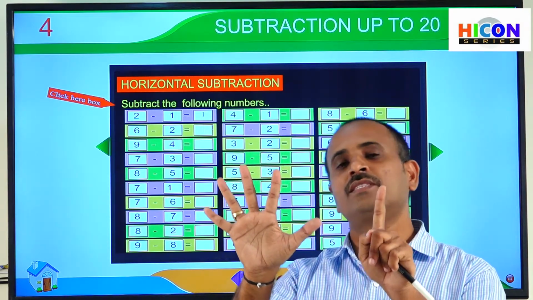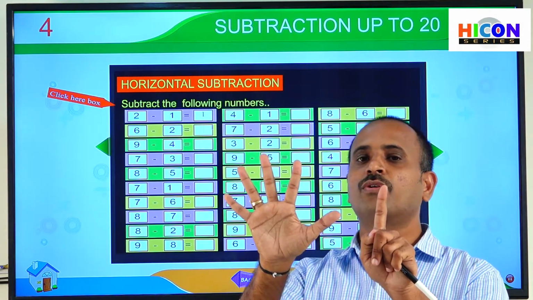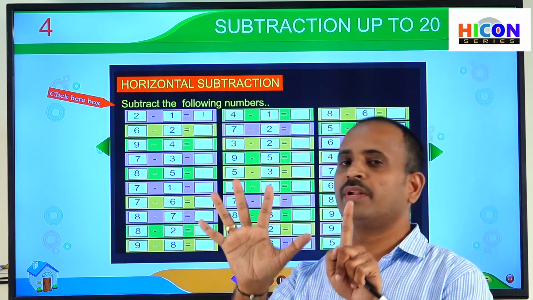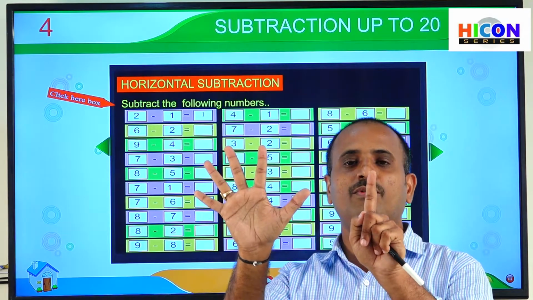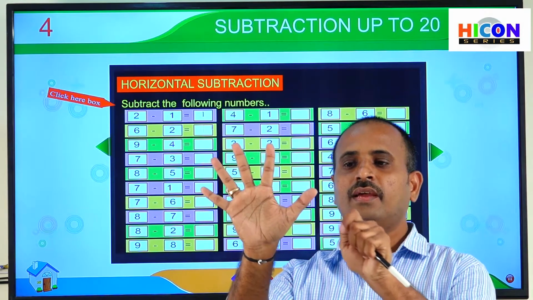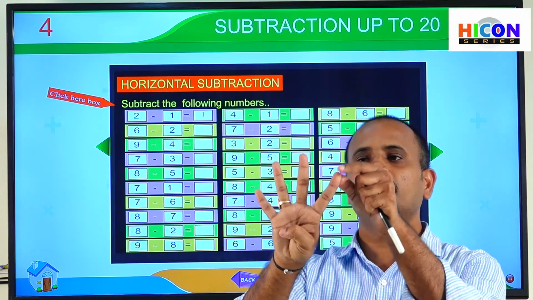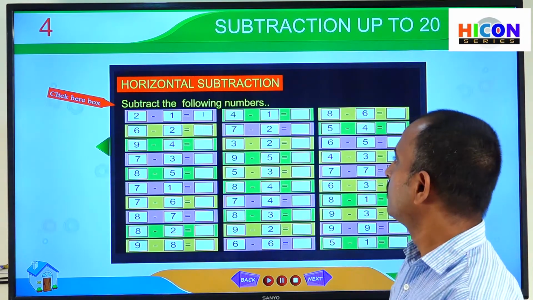Because subtraction means taken away. Taken away means strike off. Strike off means here we have to close the fingers equal to the second number in the subtraction. The second number is 2. So that's why close 2 fingers. So I am closing 2 fingers, that is 1 and 2. So children, how many fingers are there? So 1, 2, 3, 4. So the answer is 4.